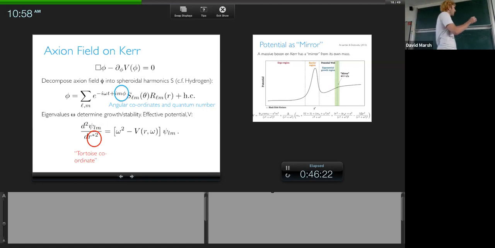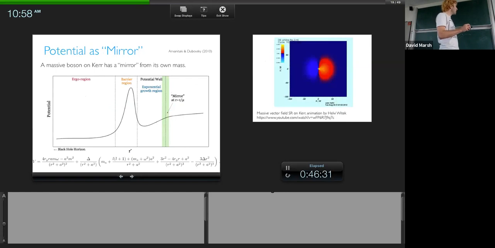Now here's the special bit about a massive bosonic field on Kerr and why it's a black hole bomb. You don't need to build the mirror, because the effective potential for any massive boson on Kerr has a mirror caused by its own mass. This is the effective potential. Here's the expression for it in terms of all the coordinates and functions that we had before, and the quantum numbers l and m with no subscript. Here μ_a is the mass of the boson, and m with no subscript is the quantum number.